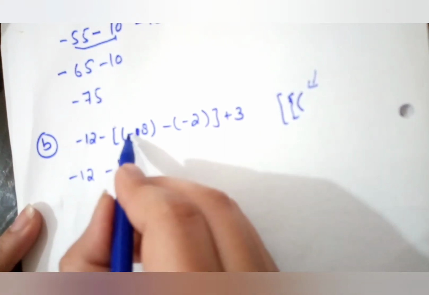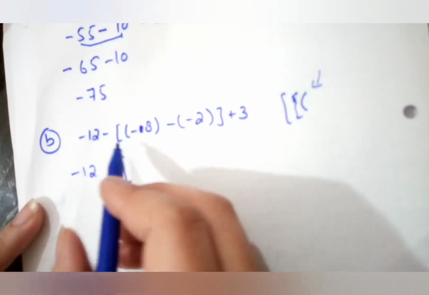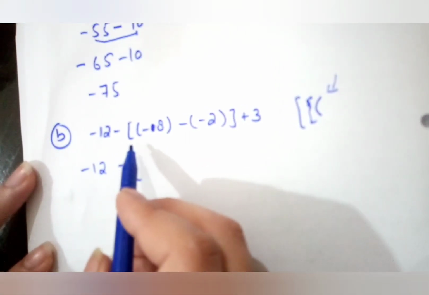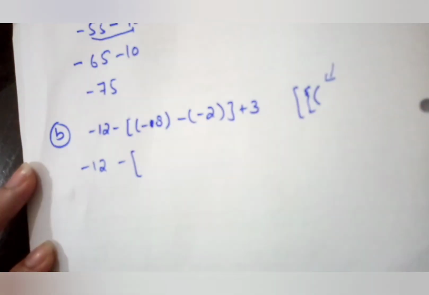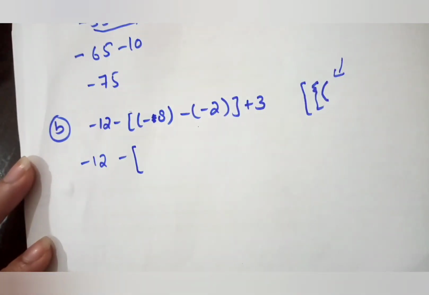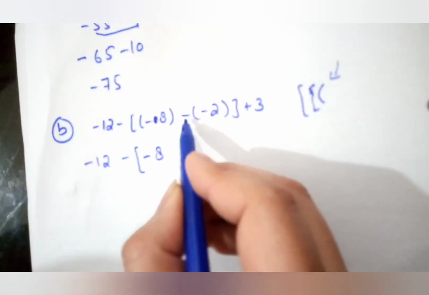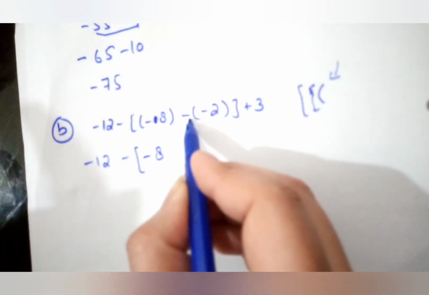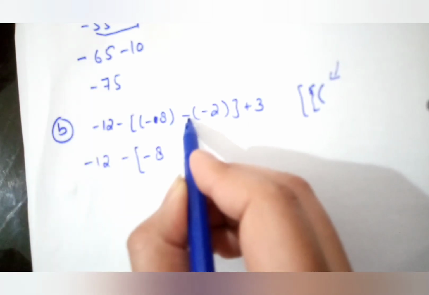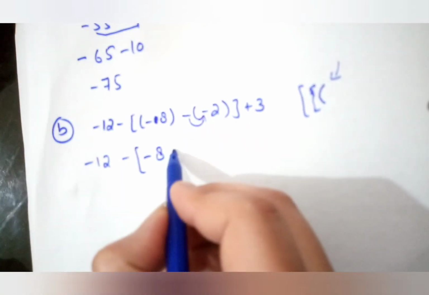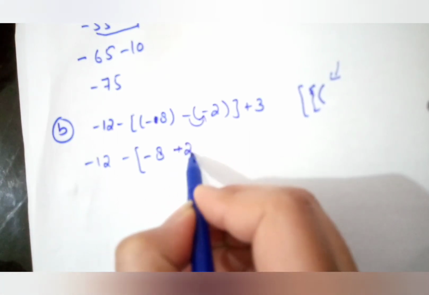I first solve this round bracket. I write this minus sign as it is. Why so? Because there is no sign outside the round bracket, and whenever there is no sign, it is a positive sign, and a positive sign does not change the sign of the inner term. So we write minus 8. Now there is a minus sign outside the bracket. This minus sign will change the inner sign, so it will become positive 2.